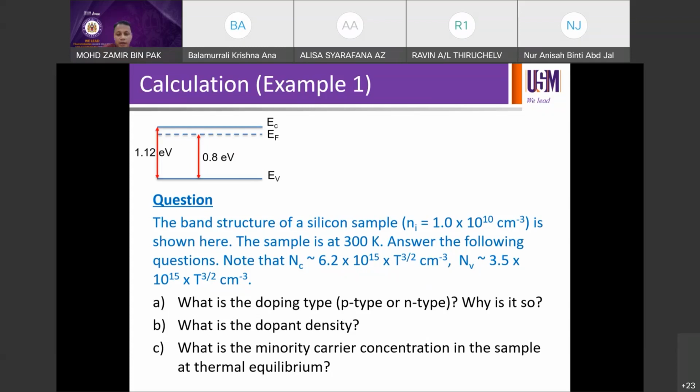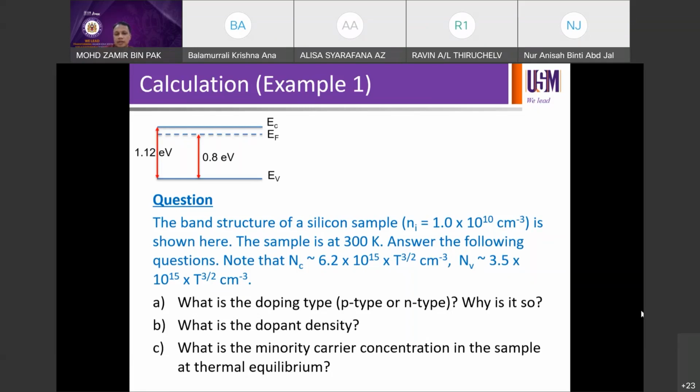The question is, what is the doping type of this semiconductor material? Is it n-type or p-type, and why is it so? Right, anyone? Is it n-type or p-type? And why? I think we've discussed this one briefly last time as well. Let's just recap. N-type, Bala, okay. Why is it n-type, Bala? Haziq, n-type, yep.